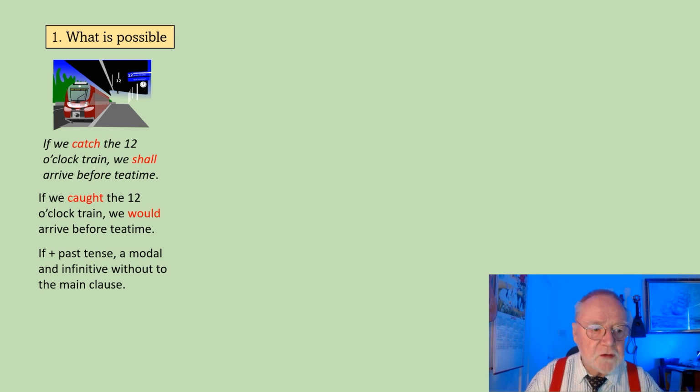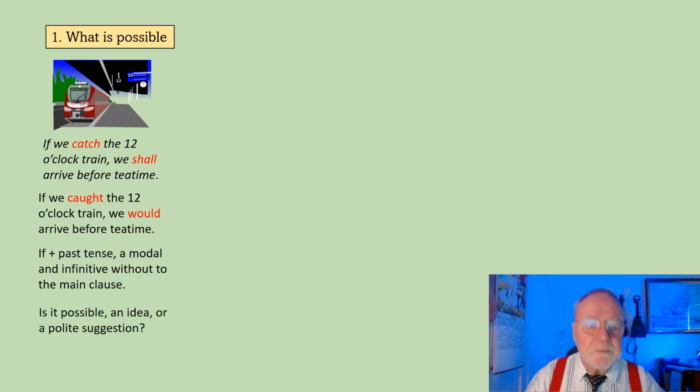And we make it up in this way. If plus a past tense, we can say if we caught, which is past, a modal verb, we would, and the infinitive without to, which is arrive. Now, I can talk about the conditional tense, but unfortunately, we don't really have a conditional tense in English. We make it up, as we do here, with a modal verb followed by a blind infinitive, an infinitive without to. So if I call it the conditional tense, you'll have to forgive me. It's easy to slip into that way. We are talking about conditionals after all.